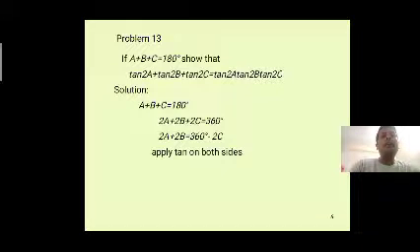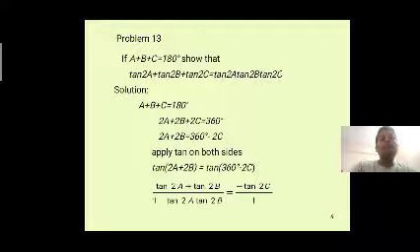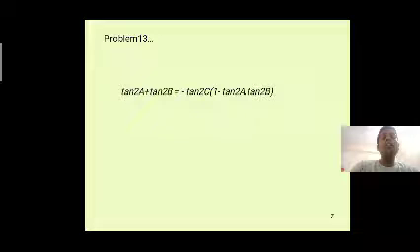Applying tan on both sides. Now we write tan of 2A plus 2B equals tan of 360 minus 2C. That is equal to tan 2A plus tan 2B divided by 1 minus tan 2A into tan 2B equals tan of 360 minus 2C, we write minus tan 2C divided by 1. Here we apply the tan of A plus B formula. Now we write tan 2A plus tan 2B is equal to tan 2C into 1 minus tan 2A into tan 2B. We just do the cross multiplication.